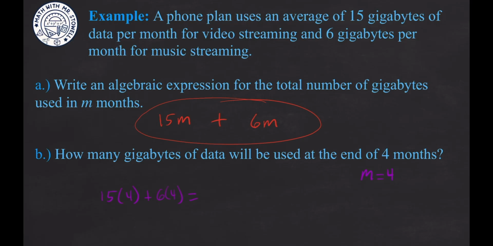Simplifying, parentheses, we have nothing going on really in the parentheses. Exponents, nothing going on with exponents. Multiplication, division, so we have 15 times 4, which is going to be 60. And we have 6 times 4, which is going to be 24. Add those together, this will be 84 gigabytes in 4 months.